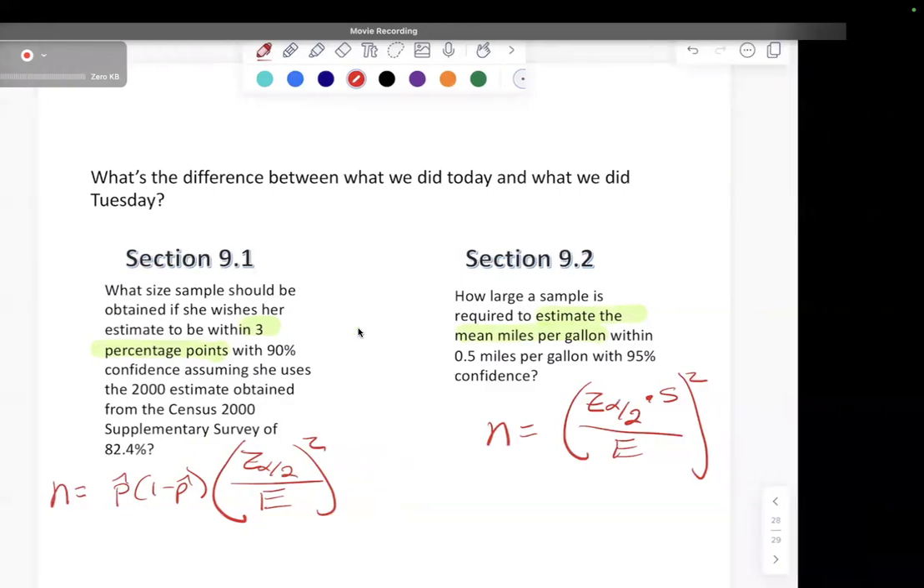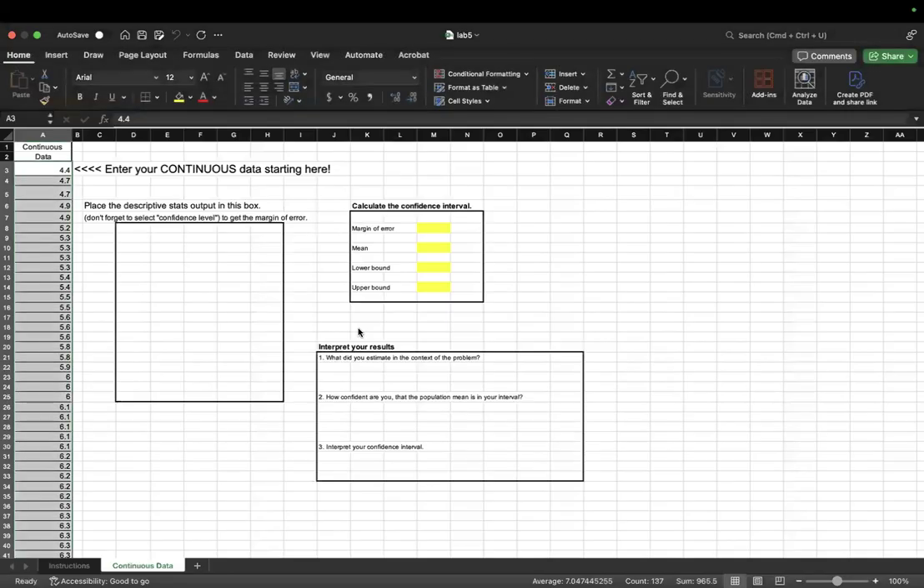Okay, I'm going to go to the lab. Sorry. Is there a difference between the ME, the margin of error, and big E? No, they're exactly the same thing, just different notation. Okay, perfect. Oh, sorry, I just saw that you typed it in the chat. Yeah, the ME and the E are exactly the same thing. It's just different notation. You're welcome.